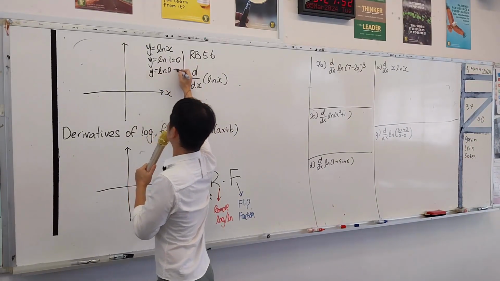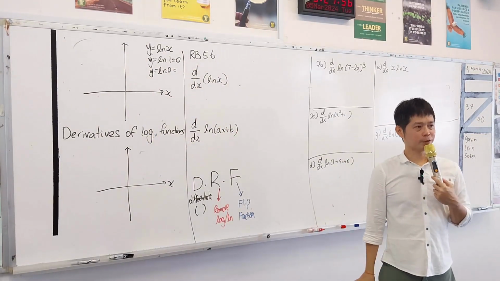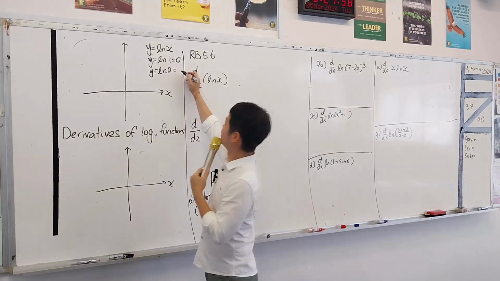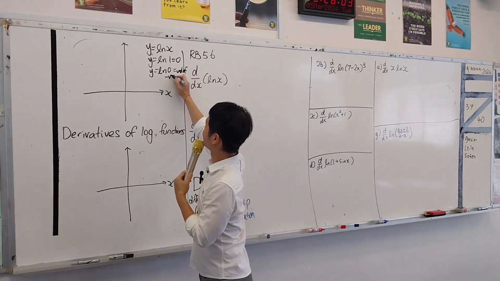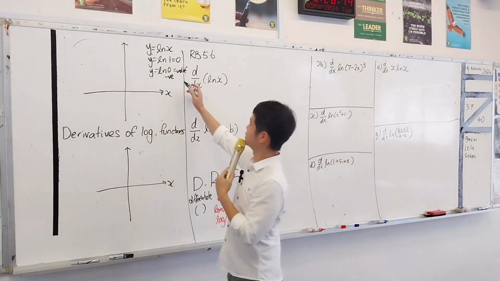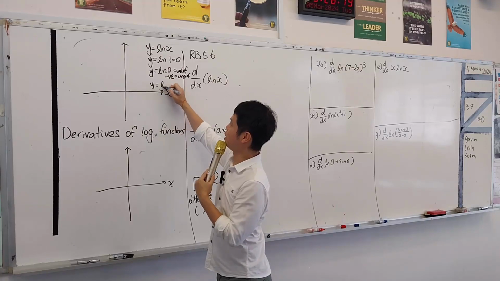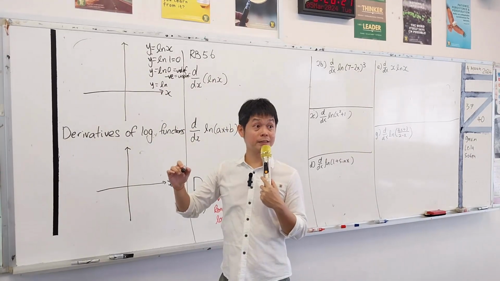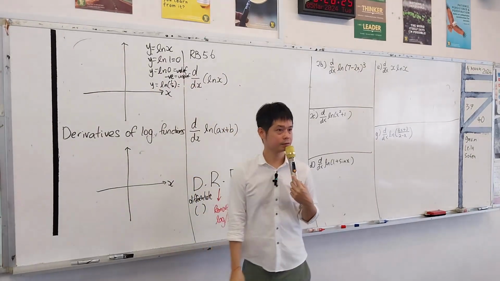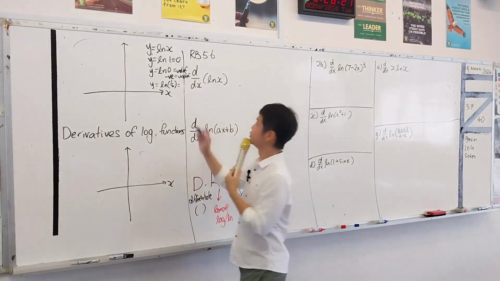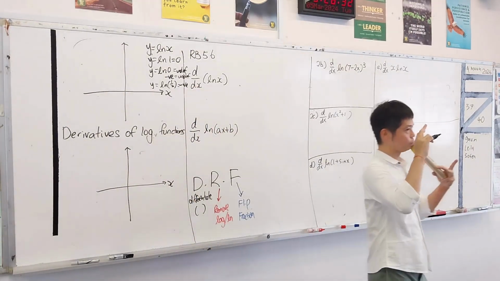Now, what about ln 0? Error. Okay, undefined. What about ln of a negative? You get undefined again. What happens if you ln a decimal, like 0.5? You get a negative value. How does a ln graph look if you were to plot it?